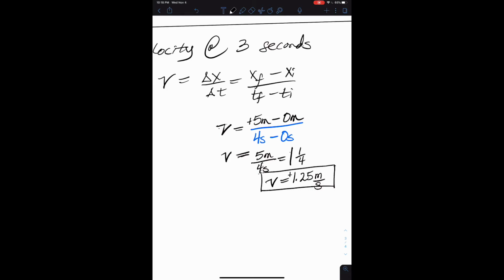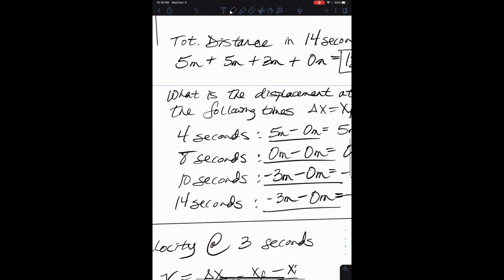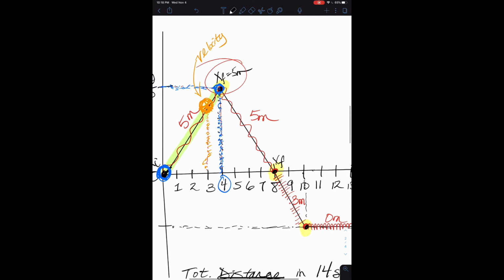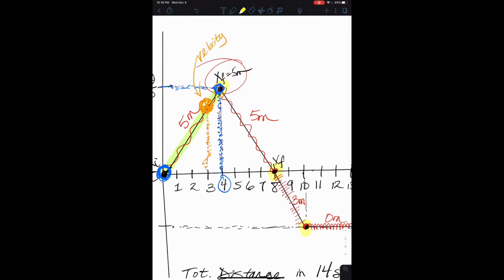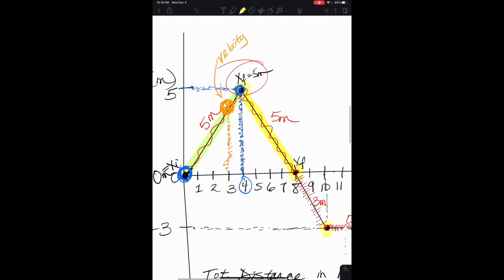So that's pretty much it, right? And obviously, if I did the same thing on this line right here, let me see if I can get a different color. Maybe use the yellow highlighter. If I did the same thing over here and found the slope of this yellow segment, I guarantee, or it should be symmetrical, right? So meaning instead of being positive 1.25, it's going to be negative 1.25.